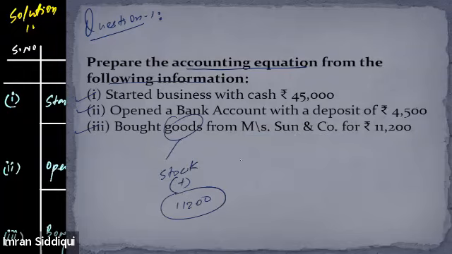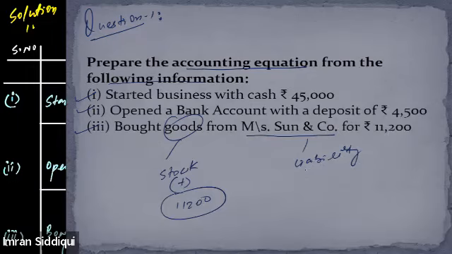Yes, sir. But at the same time, because you are buying goods from Messrs. and Son and Company, and we have presumed that you must have bought the goods on credit, that means there will be an increase in the liability as well. You will have to pay back 11,200 to Messrs. and Son and Company.